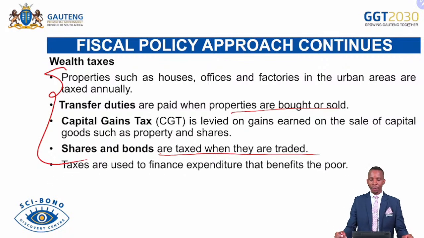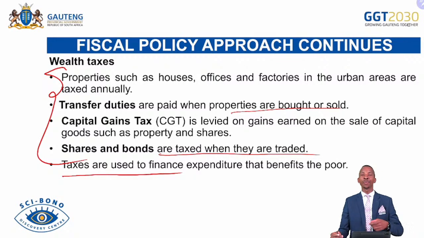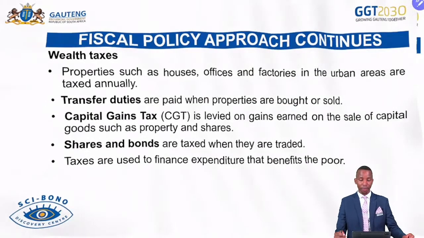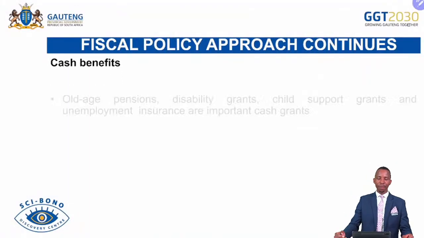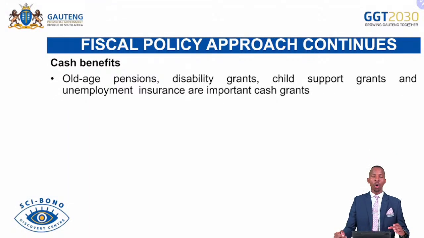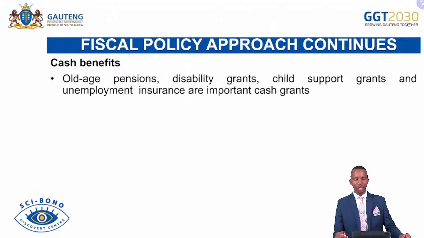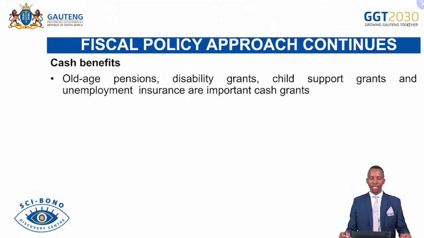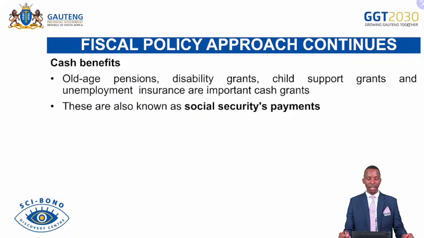Taxes are used to finance expenditure that benefits the poor. So all of these tax revenues are used in a form of redistribution by the government, under government expenditure, to benefit the poor in the economy. The cash benefits. In this case, we talk about all of those transfers made by the government to society for social security. Old age pensions, disability grants, child support grants, and unemployment insurance are important cash grants given by the state to improve social welfare. These are also known as social security payments.